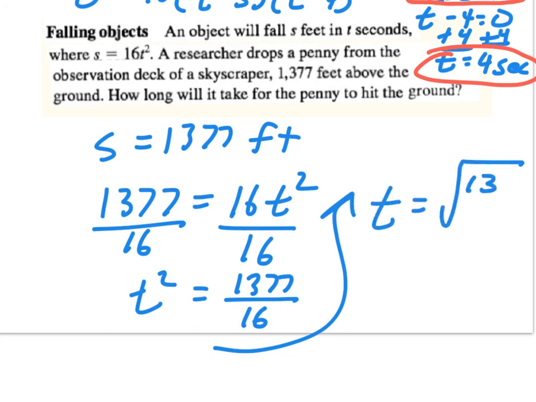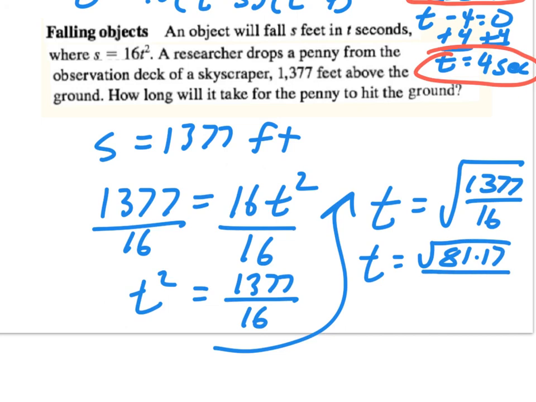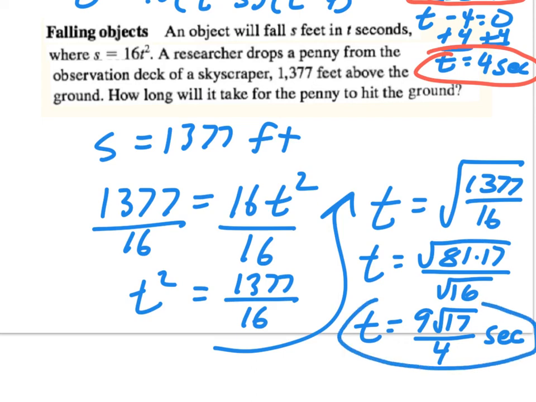So the square root of 1377 over 16. Well, 16 is a perfect square. And noticing the divisibility rules, I have a factor of 9 in 1377, and actually there's another factor of 9, so it has an 81 in it. So that's the square root of 81 times 17 over the square root of 16. So this is 9 root 17 over 4 seconds. You could figure out what that is approximately, but that's the exact amount of time. Very roughly speaking, it's just a little over 9 seconds for it to drop that far. So that is the end of the lesson.